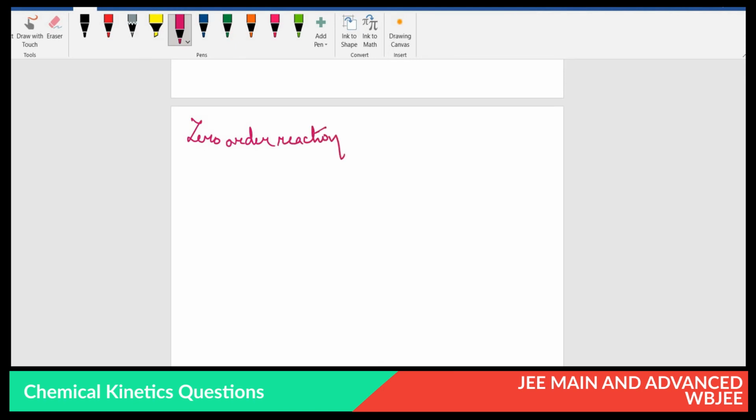the T half comes out to be A0 by 2K, where A0 is the initial concentration. Now just replacing with the terms that are given in the question, that is T half is given equal to A0, initial concentration is mentioned as A, right? Now if you ask me, ma'am, where did you get it from? I'll just do it for you, just for your understanding.